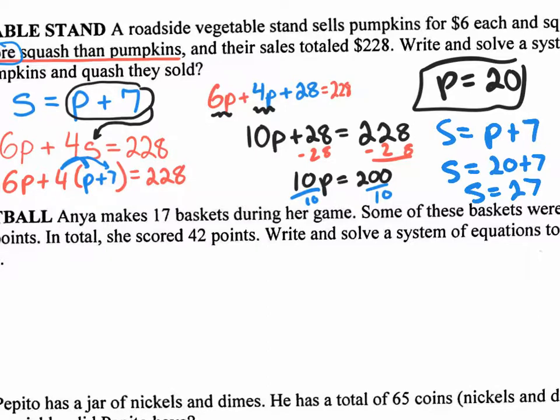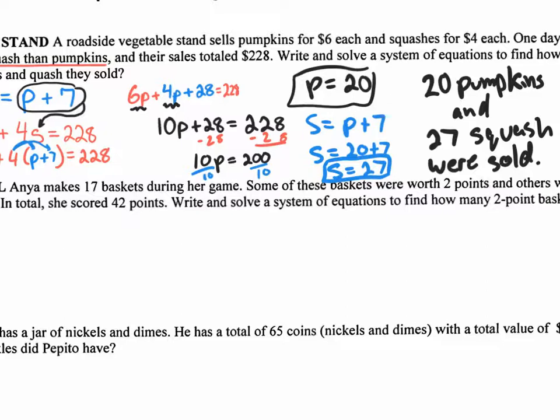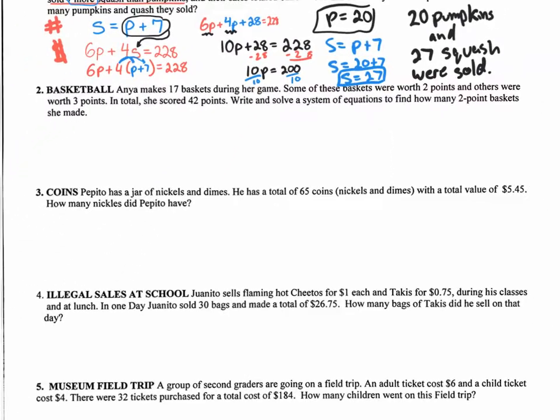So the full answer to this, and it should technically be in words, is 20 pumpkins were sold and 27 squash were sold. So 20 pumpkins and 27 squash were sold. That's the answer. Let's move on to the next one. Honestly, I think number 1's the hardest right there.